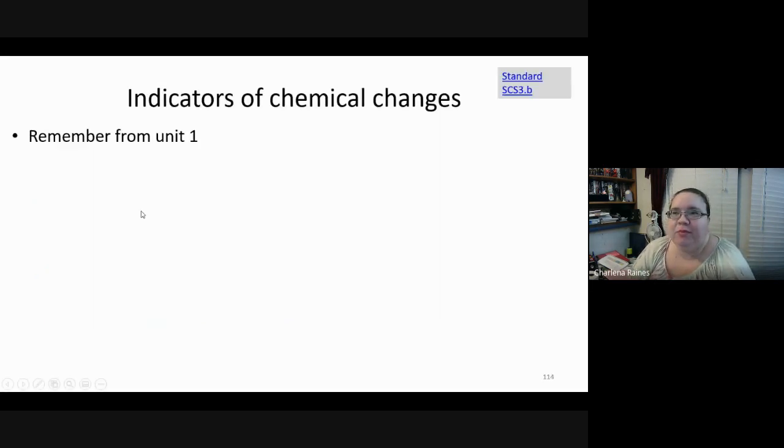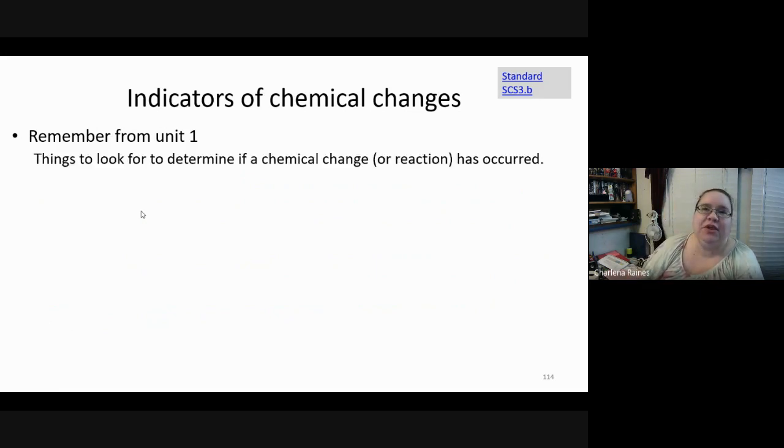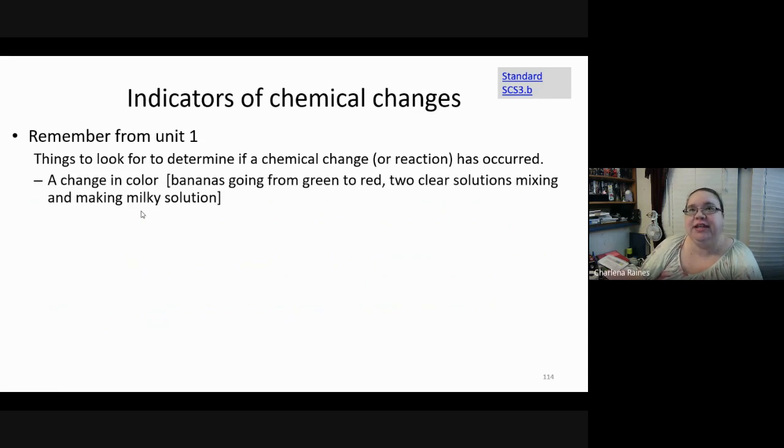So some things to remember from Unit 1, our indicators of chemical changes. These were the things that we looked for to determine if a process was a chemical change or a physical change. There are several indicators that we can look for, one of which is a change in color. We saw this with our demo that was done a week or so ago, where I mixed two clear solutions and we got a milky solution. You can see this in your everyday life in terms of fruit changing colors as it ripens.